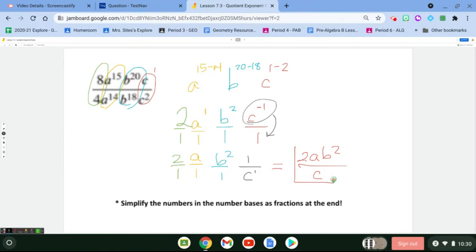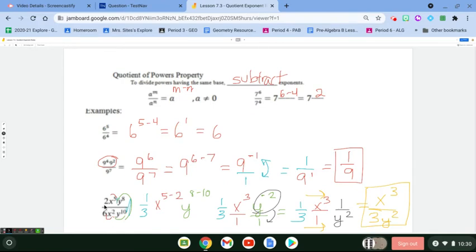So the final answer for that one, guys, is 2ab to the second over c. And the little rule I have for you guys is to make sure you simplify the numbers in the number bases as fractions in the end. So that's just reminding you, like the 8/4 in this problem, make sure you simplify it, and make sure you always simplify like that 2/6 as well.